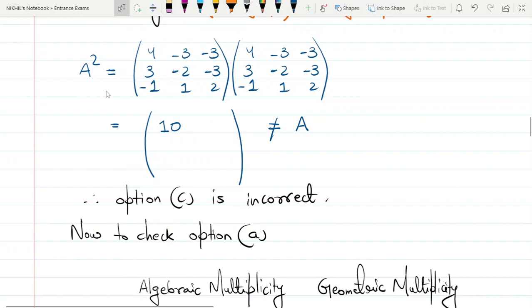Here I have computed A squared, that is A times A, and when I was calculating, I got my first entry to be 10, which is not equal to A, because the first entry in the original matrix was 4 and in A squared the first entry is 10, so I don't need to compute further. Clearly A squared is not equal to A, so option C is also incorrect, that is, A is not idempotent. My option C is also incorrect.